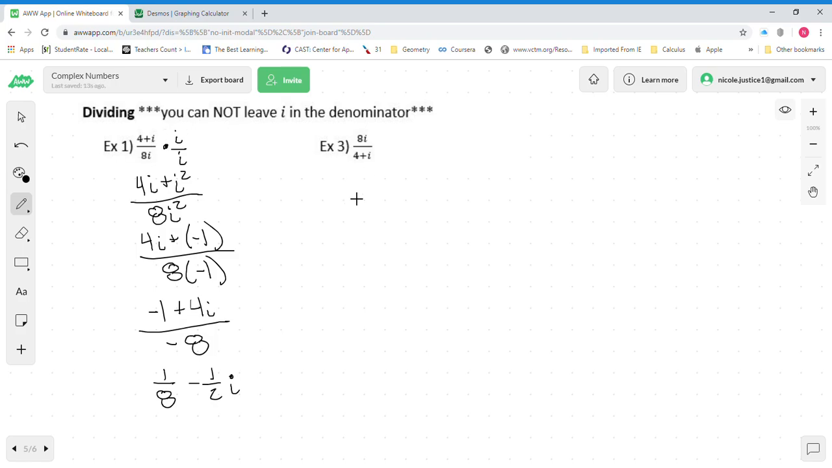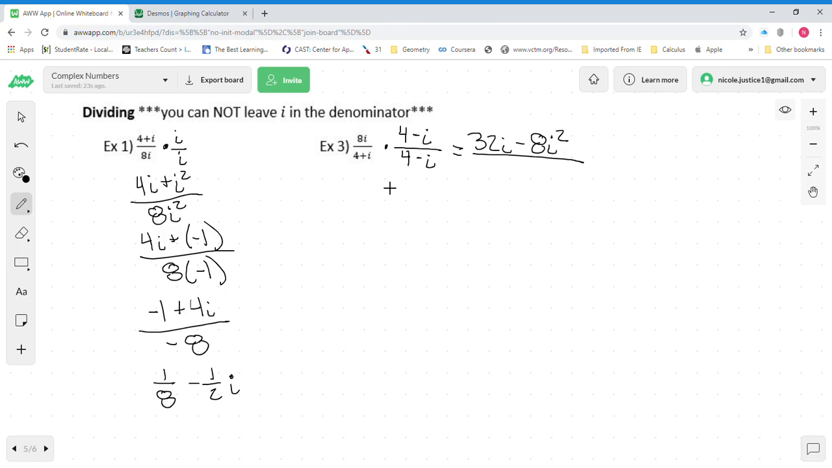Now on this problem, if I just multiplied the top and bottom by i, I would still have an i in the bottom with the 4. So what I'm going to do is I'm going to multiply by the conjugate. So the conjugate of 4 plus i is just 4 minus i. So multiply the top and bottom. And I'm going to make sure I do my distribution. So 8i times 4 is 32i. 8i times negative i is minus 8i squared.